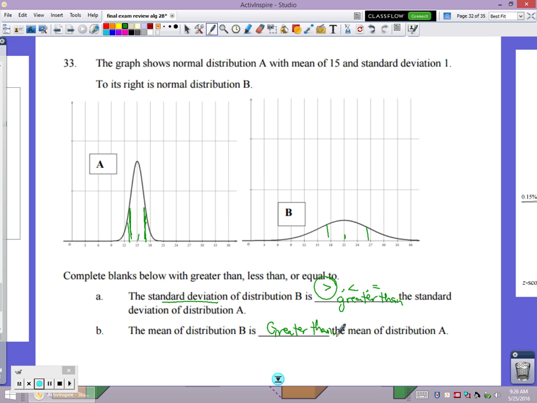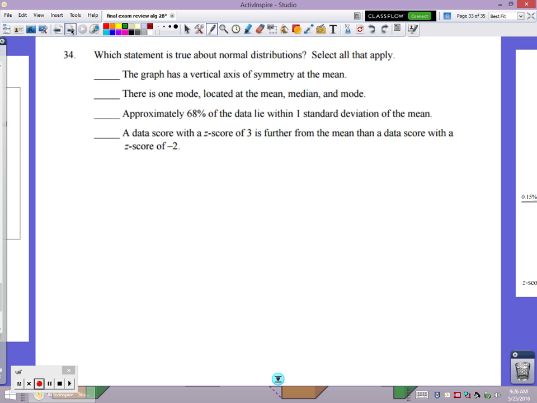All right, so here we're just comparing the shape, the center, and the spread. Right? The mean, median, mode of our normal curve, which lies right there in the center. All right, which statement is true about a normal distribution? Select all that apply. The graph has a vertical axis of symmetry at the mean. So let's think about this. If this is my mean right here, that's my mean. It has a vertical symmetry at the mean. Does this side, if we folded this, would they match up? Yeah, so that's a true statement.